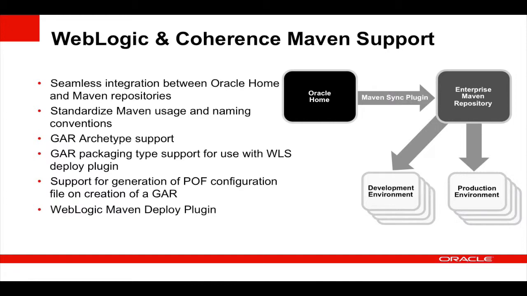In addition to this, there are a number of plugins that have been developed to allow easy use of a grid archive, or GAR. The first is an archetype which generates a structure and some default files to provide a kickstart in developing a GAR. The second is a GAR packaging plugin, which intercepts the Maven build process to automatically generate a GAR based upon the setup of the Maven project. It will build a GAR file, placing all class files and configuration in the right places for it to be deployable. There is also support for the automatic generation of POF configuration files from your annotated objects on creation of a GAR. The existing WebLogic Maven deploy plugin has been updated to include the above functionality.